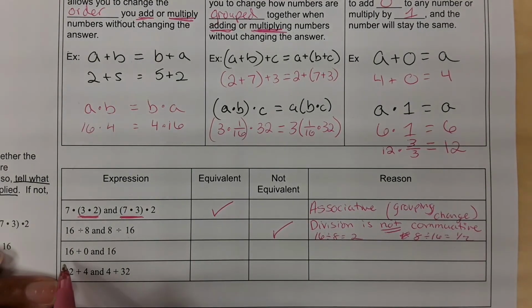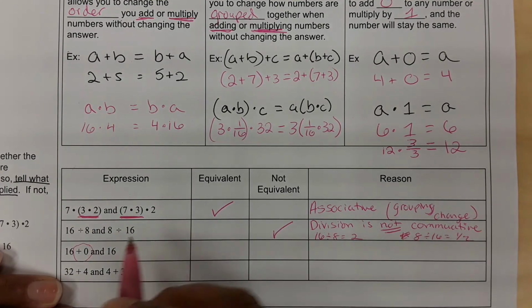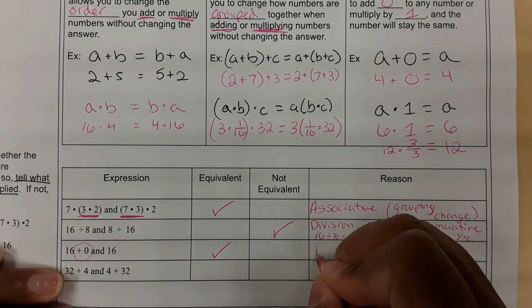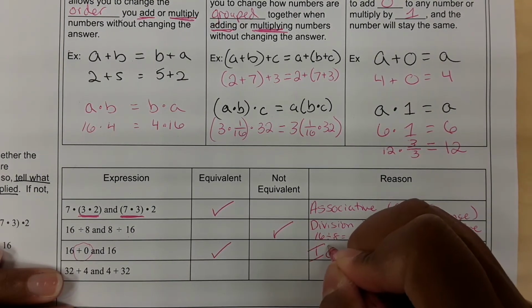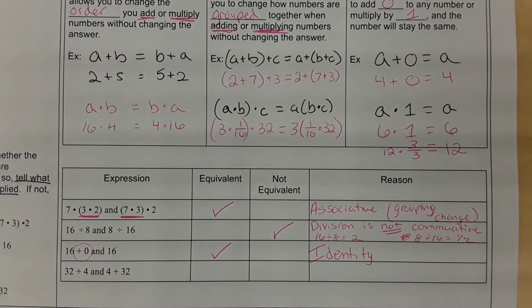Next up, we have 16 plus 0. And as I can see, I'm adding 0. Whenever I'm adding 0, it doesn't change the value. So these are equivalent. And this will be by our identity property of addition, if you want to be specific.